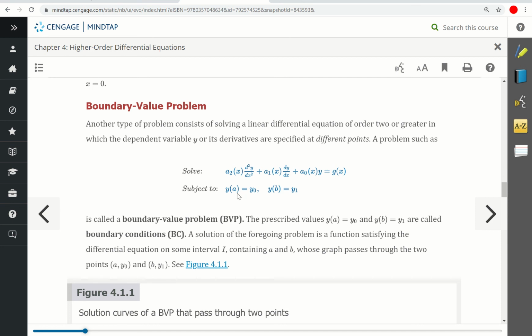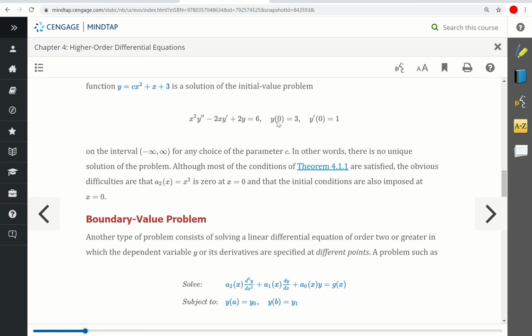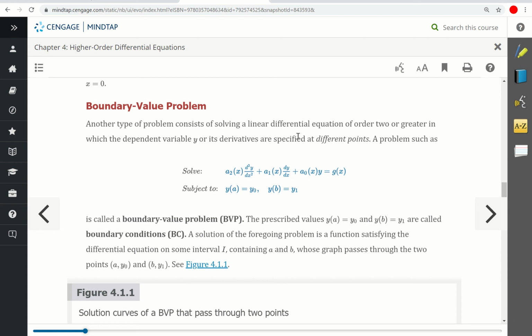And what makes this a boundary value problem as opposed to an initial value problem, if we go back, in an initial value problem, all of the preliminary conditions are at a particular point. Usually it's almost always exclusively the independent variable equals 0. But with a boundary value problem, what we can have happen is that the value of the function could be specified at two different points. So we want the function y to have the value y0 at a, and we want the function y to have the value y1 at b. And that's what we call a boundary value problem, which we'll typically abbreviate BVP.